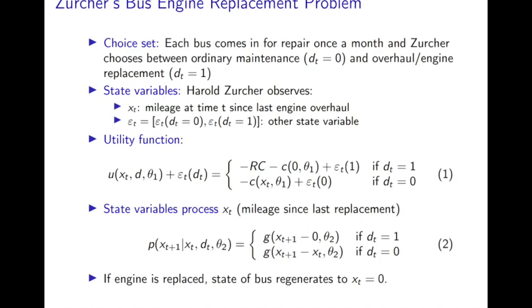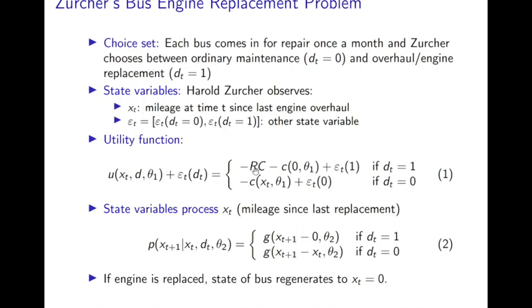So we have a binary choice set. If D is equal to 0, then you just do ordinary maintenance, there's no replacement, or D_t equal to 1, then there's a replacement. Okay. Now, the state variable here is mileage since last replacement, and then there are these epsilon shocks that are IID extreme value distributed. Okay.